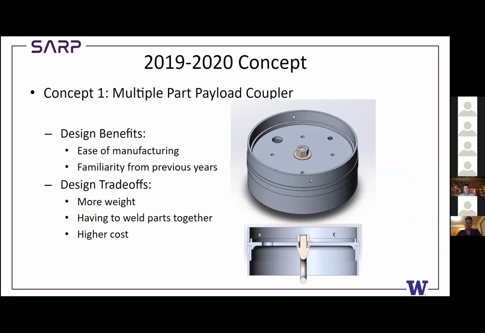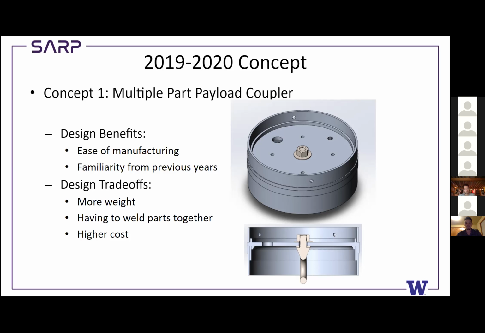Next slide, please. So here's our concept from last year. It's a multiple part payload coupler. Basically, we've been using this because of familiarity from previous years, which comes with ease of manufacturing. Because we're familiar with it, we know how to manufacture it very easily. But the design trade-offs are, it's more weight than we'd like it to be. And we also have to weld these parts together. And because we're making multiple parts, we use more material, and that creates a higher cost.